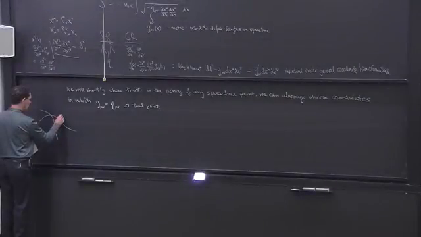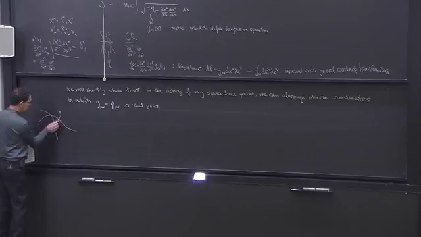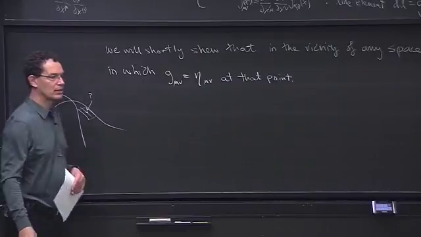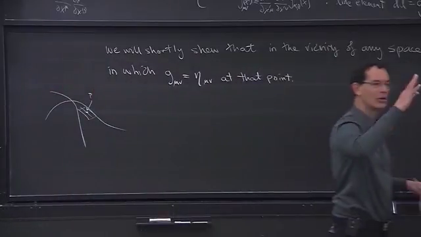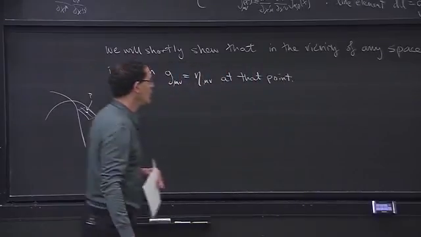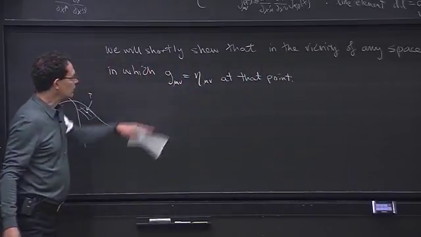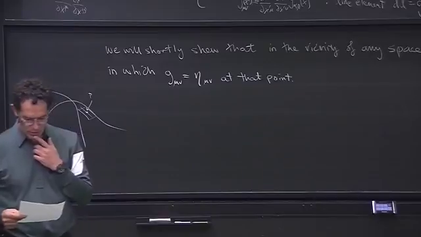And the picture you should have in mind is that we've got some curved space here, and we've got some point P, and in the vicinity of P, the geometry looks flat. Obviously if you take a big curved surface and you look very close with a microscope, it's going to look flat, and in fact that's exactly what this represents.